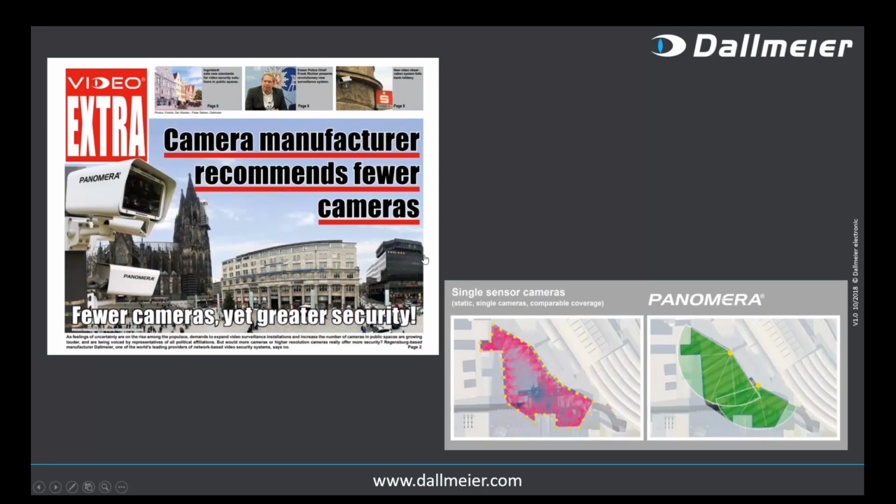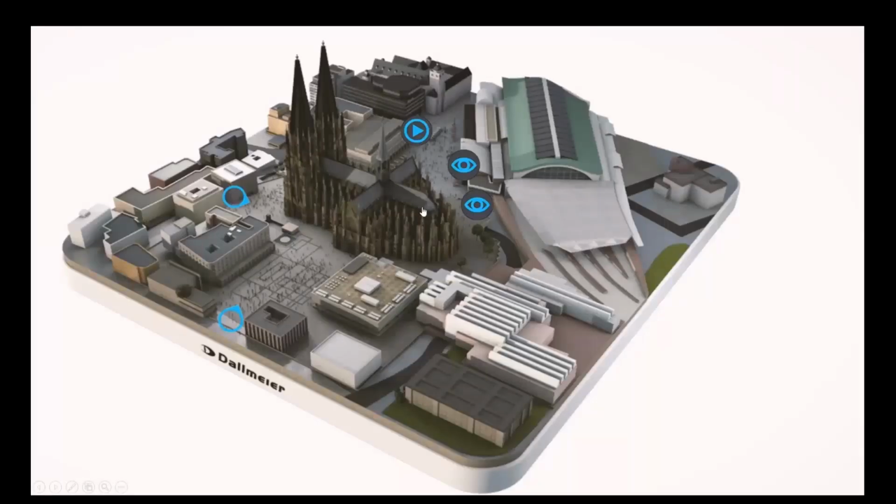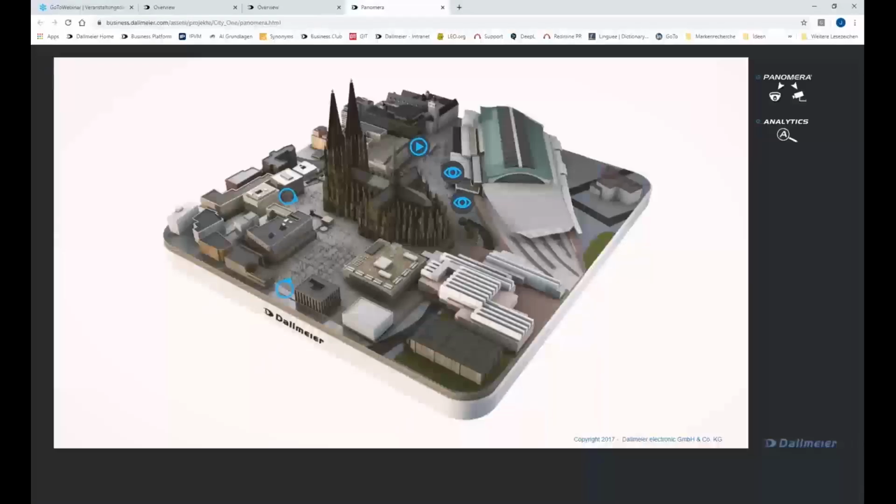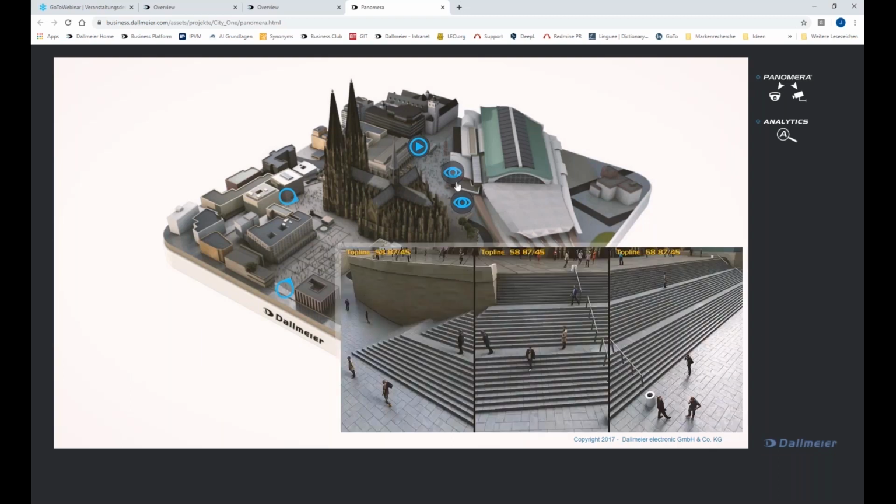Anyway, we came up with this solution, and now I want to show you a little bit how this actually works out. So this is the 3D animation or model of the area. If you remember from the previous slides, here under those blue eyes, that is basically what we were looking at.